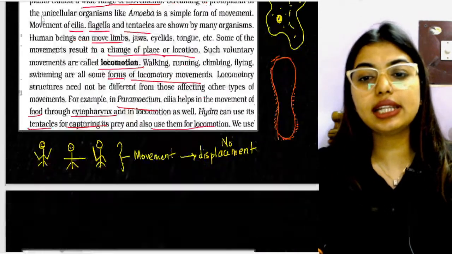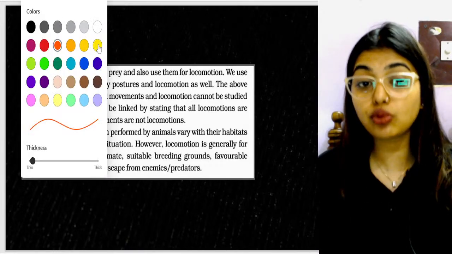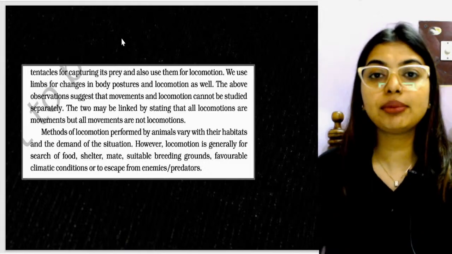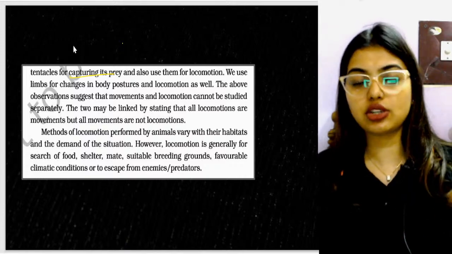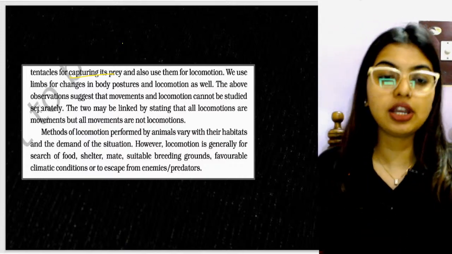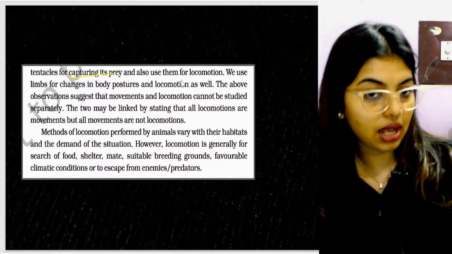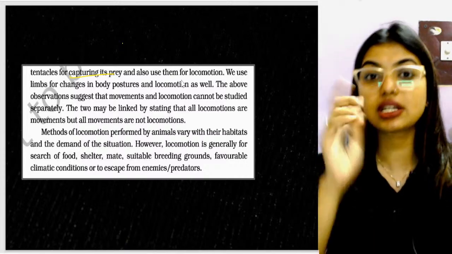So you can understand that there are different types of movement happening in every organism, and these movements actually help the organism not just for locomotion, but also for capturing its prey, or feeding themselves, or passing the food from one place to another. Now we use limbs for changing body posture and for locomotion as well. The above observation suggests that movements and locomotion cannot be studied separately.